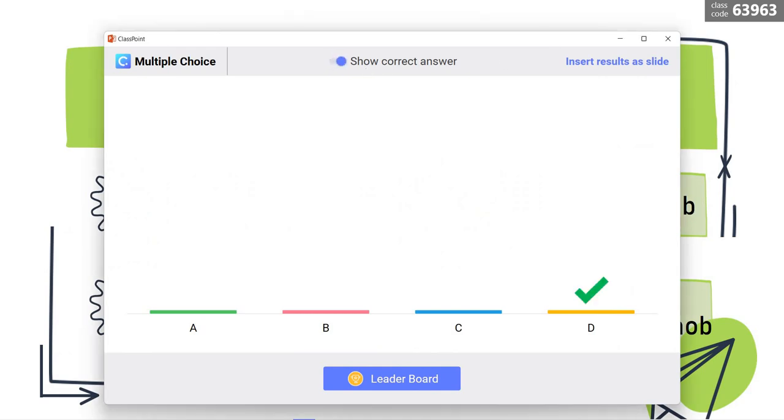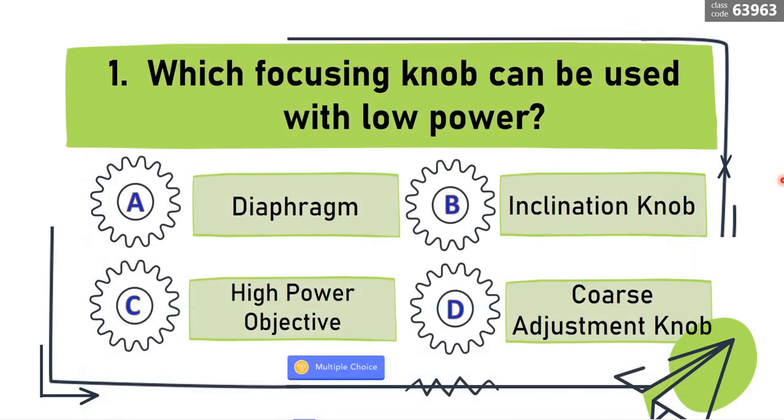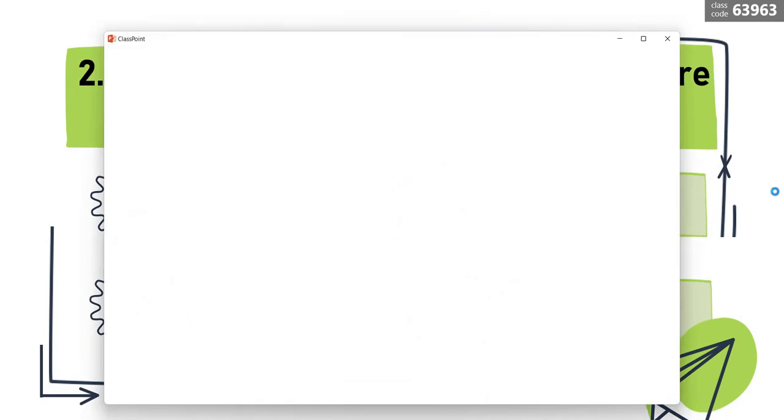Okay, which focusing knob can be used with low power? It's letter D, it's the coarse adjustment knob. Number two.